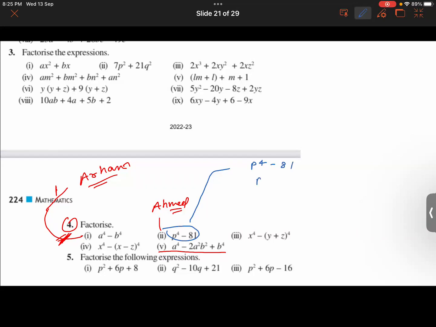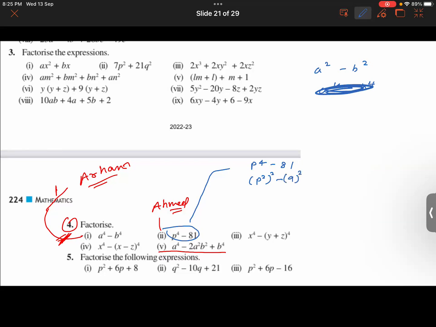So you can write it like this: p square raised to the power square. Right now, it can be written like this because we have to write it in the form of a square minus b square, not a raised to the power 4 minus b raised to the power 4. That is not the identity which you guys have studied. So it's p square raised to the power square minus 9 square.